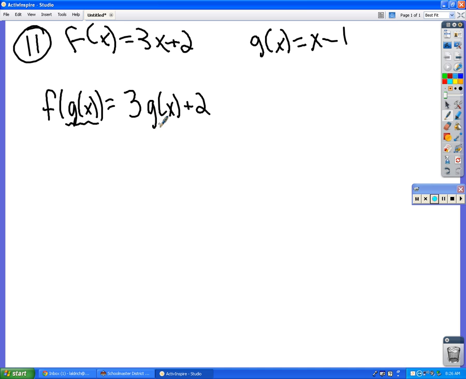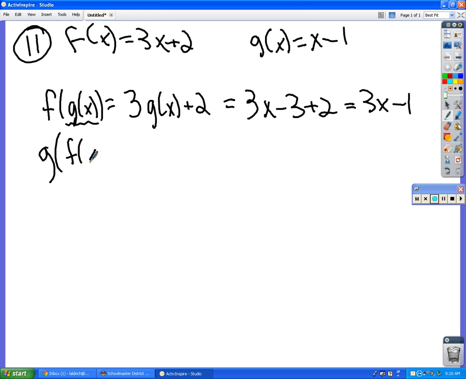Well, what is the g function? x minus 1. What is 3 times the g function? 3x minus 3, plus 2. 3x minus 3 plus 2 simplifies to 3x minus 1. Okay? That's what made it make sense.